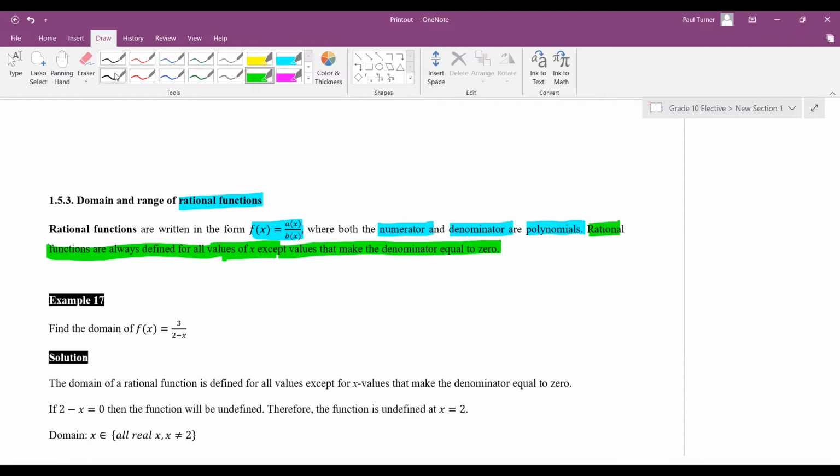Right, so for example, now this is referring to your domain. This is actually referring to your domain, all values of x. The range will depend on the graph, but let's think about domain first. Okay, so here's a simple one. You got f(x) equals 1 on x. Now that's the simplest graph you'll find.